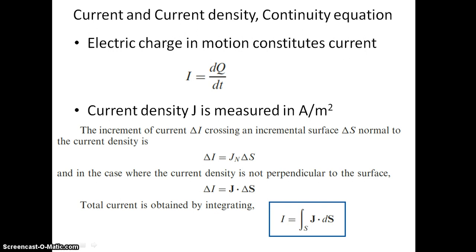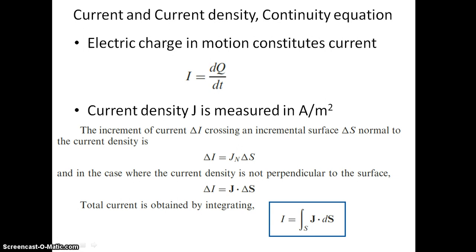Current is the flow of charge, as we all know. So electric charge in motion constitutes current. That means the rate of flow of charge per unit time. So I equals dq by dt, and this is defined as the current. Flow of charge is called the current.